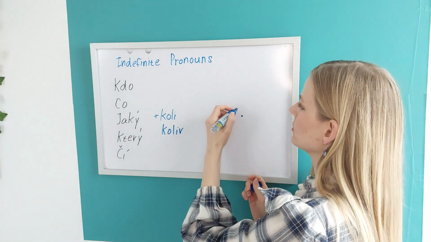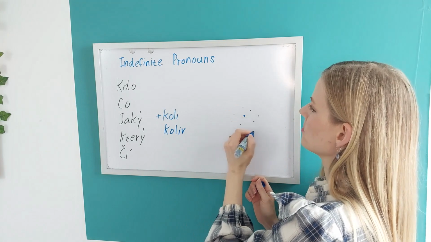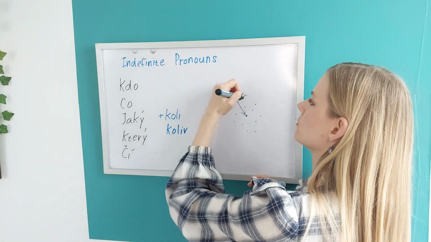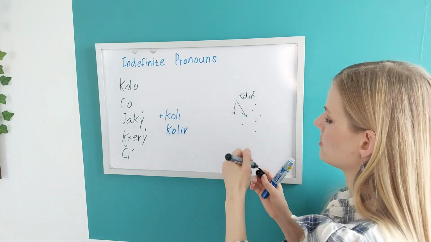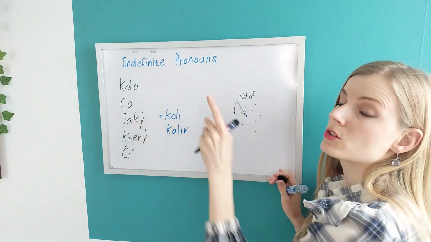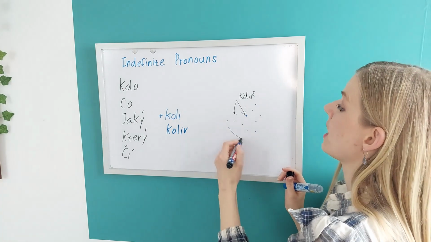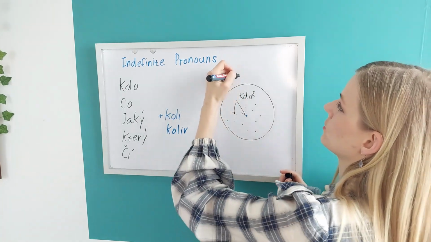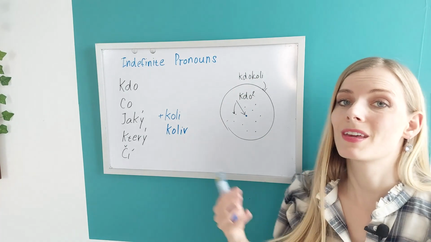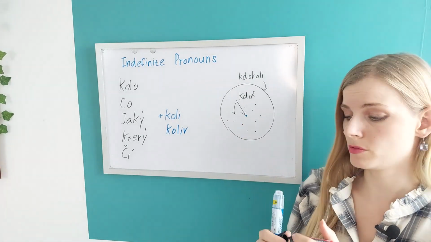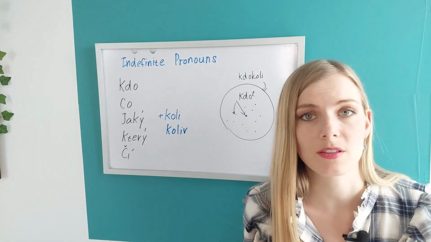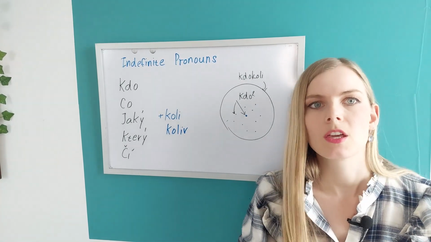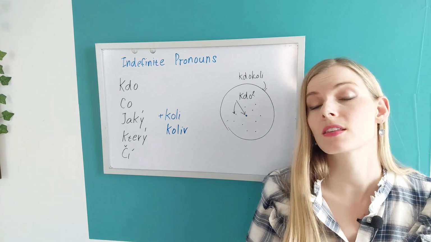So, for example, if you have a number of people and you're asking kdo, you want to know a specific person. Who of these people was it? Once you say kdokoli, it could be anybody. Kdokoli, anybody of these people. Kdokoli nebo kdokoliv. The V at the end is pronounced as f. Kdokoli, kdokoliv. They both mean exactly the same.